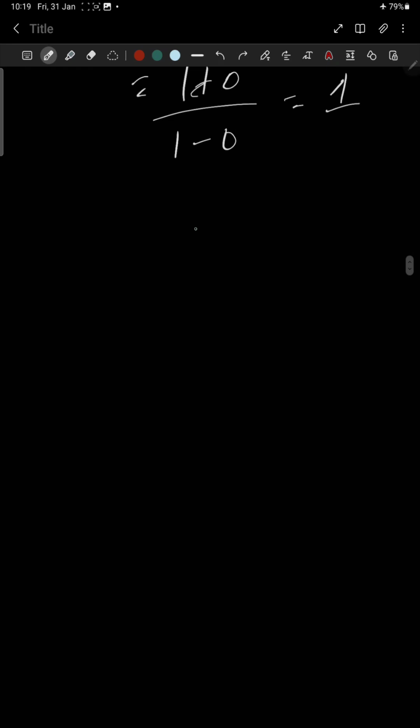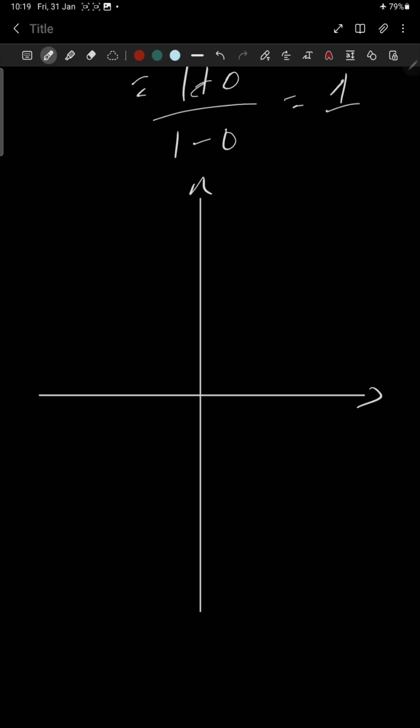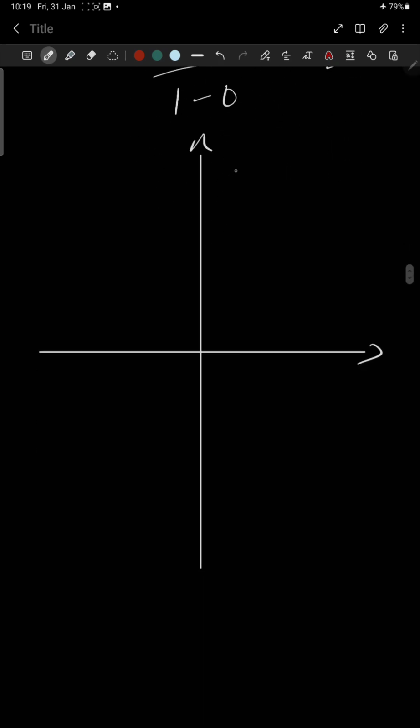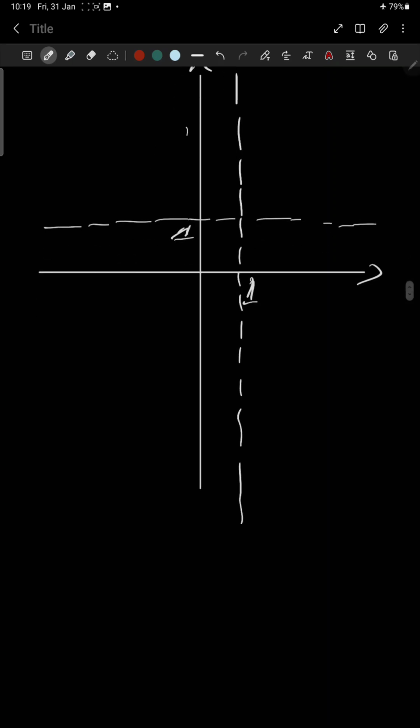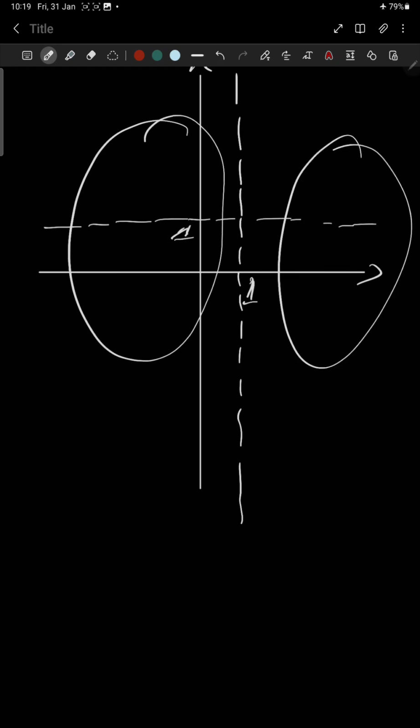So we have what we wanted. Now you can feel free to pause the video and try it out. So our vertical asymptote is 1. And our horizontal is as well 1. Okay, so how many regions will be here? There will just be a region before and a region after. That's it.